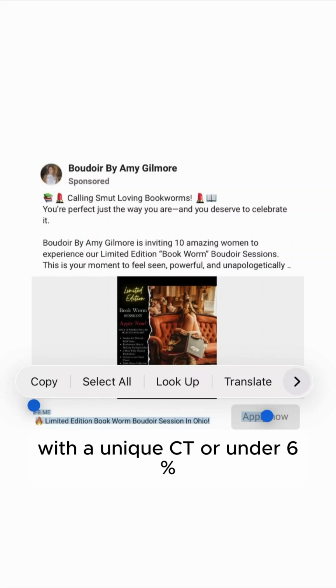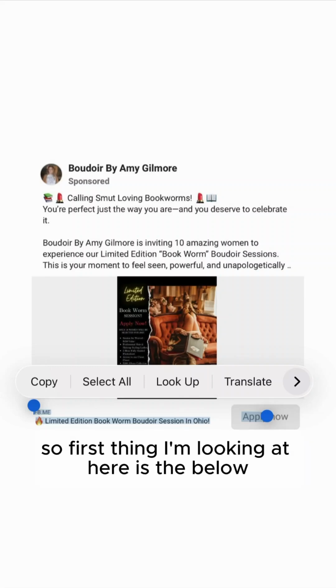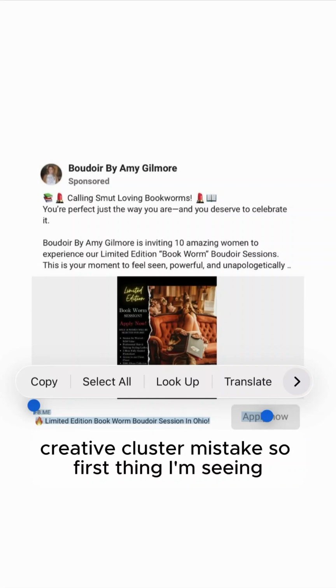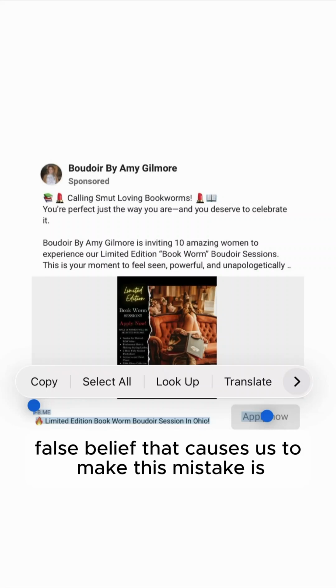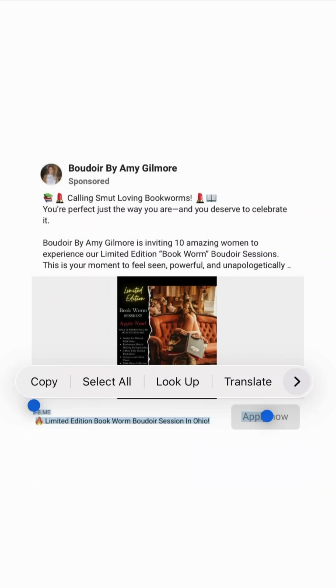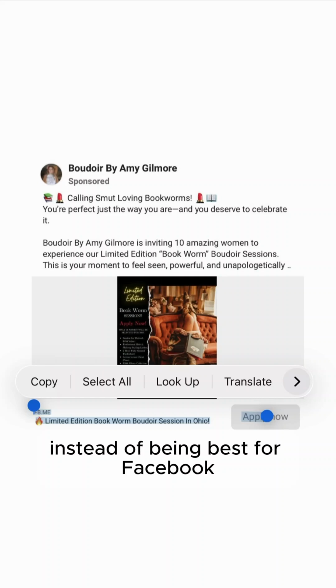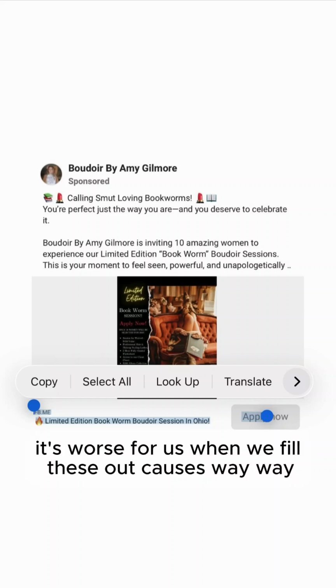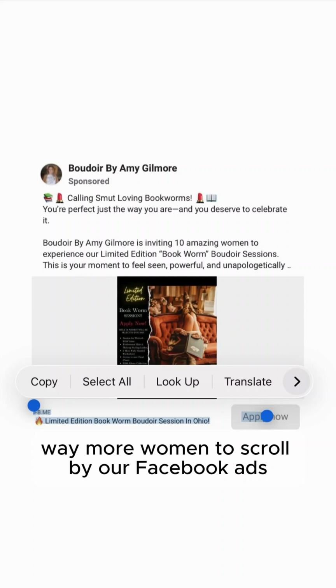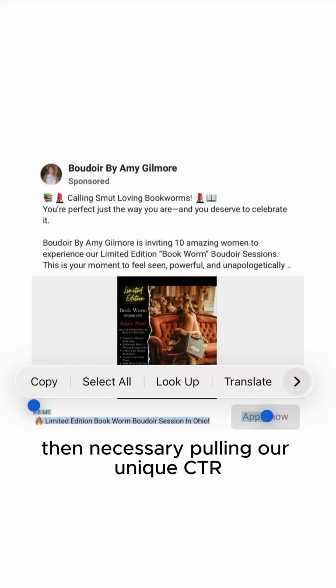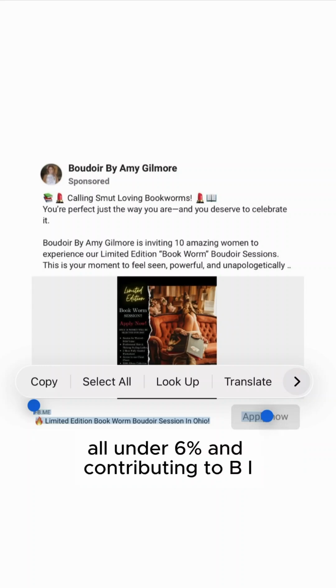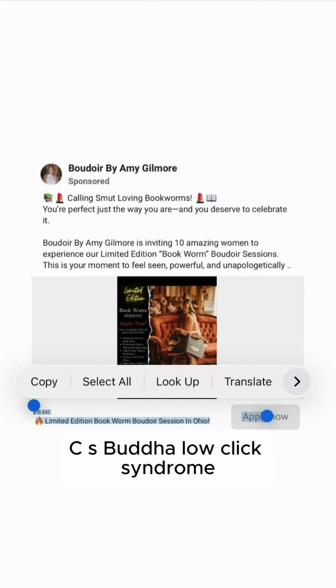with a unique CTR under 6%. So first thing I'm looking at here is the below creative cluster mistake. The false belief that causes us to make this mistake is we're trusting that what Facebook recommends for us to fill out in our ads, all these fields they give us, is best for us instead of being best for Facebook. Actually it's best for Facebook, it's worse for us when we fill these out. It causes way more women to scroll by our Facebook ads than necessary, pulling our unique CTR under 6% and contributing to BLCS, Boudoir low click syndrome.